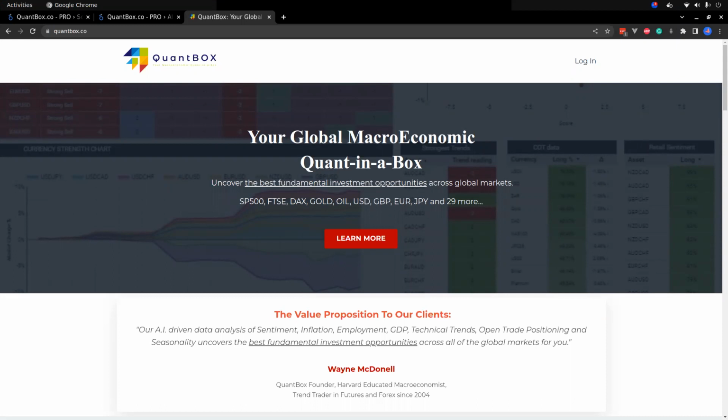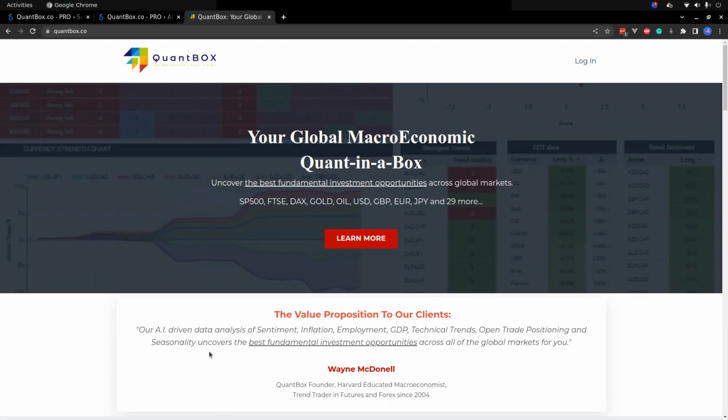What is QuantBox? QuantBox is your global macroeconomic quant in a box. It's a fundamental tool that gives you all the fundamental data that you need to establish a fundamental bias and then allocate that towards a technical currency pair and trade that in the market. It sounds complicated. It's not. It really isn't.